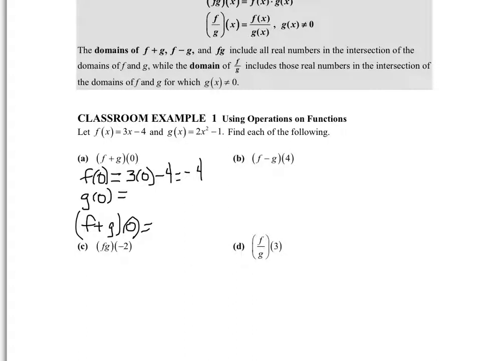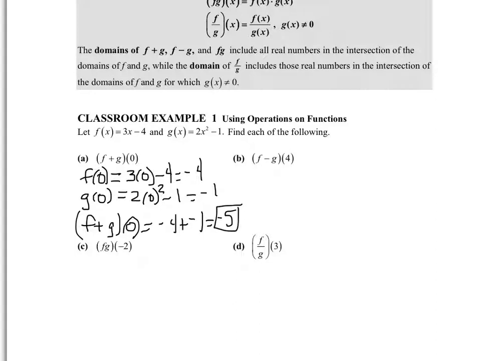To evaluate the g function at 0, my g function is 2 times x squared minus 1, so I substitute 0 for x. When I square that, 0 squared is still 0, and 0 times 2 is 0, and 0 minus 1 is negative 1. So if I want to add these functions together, when the x value is 0, I simply add negative 4 plus negative 1, and I get negative 5.